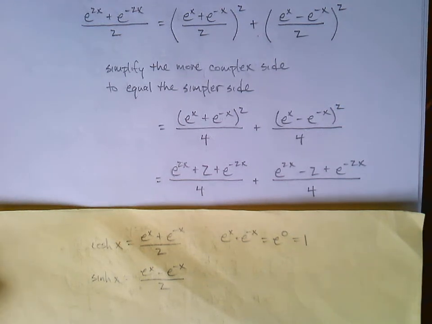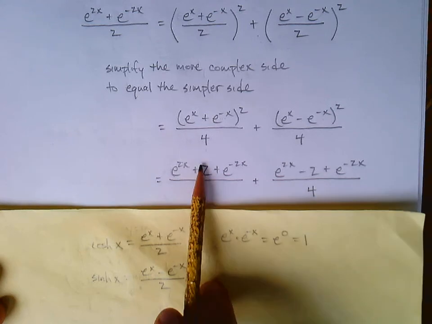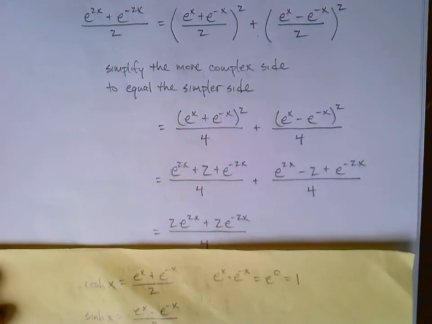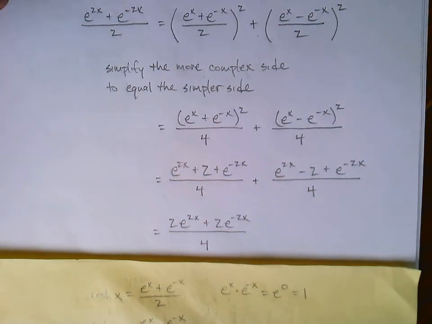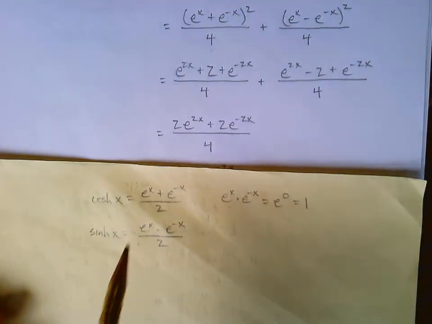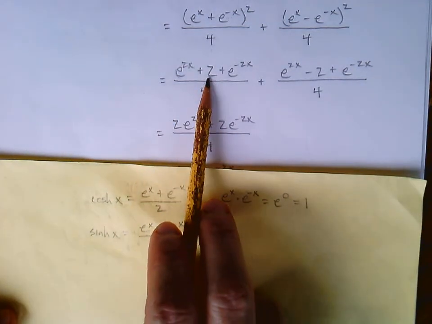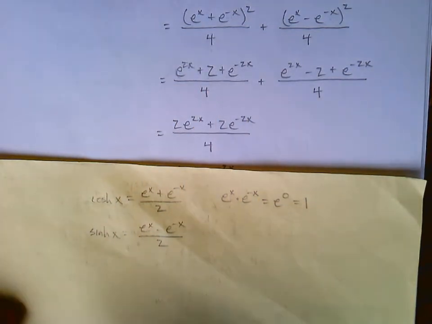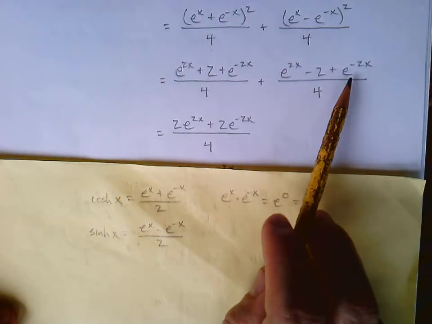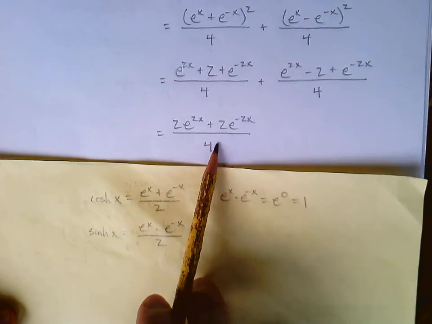Okay, from there, we already have a common denominator. Let's just add the numerators. And they actually add very simply, right? e to the 2x plus e to the 2x, 2e to the 2x. Positive 2 and negative 2 go away, cancel. e to the negative 2x, e to the negative 2x, 2e to the negative 2x. And it's all over the 4.